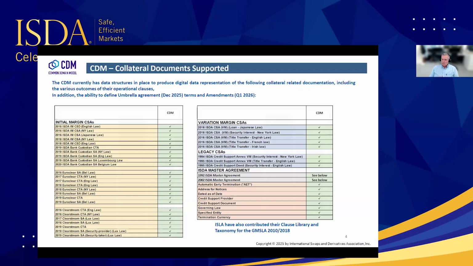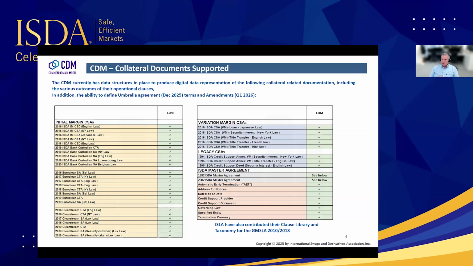We then moved forward in developing variation margin agreements, so the new generation 2016 CSAs across different jurisdictions. And we've just completed a project for the legacy CSA, so the 94, 95 publications that have more bespoke structures and outcomes within their document structure, which have also been developed in the CDM. And we've recently been extending the model to handle umbrella agreements and amendments to these types of agreements.